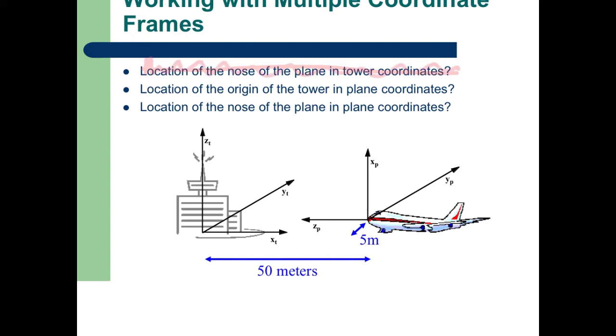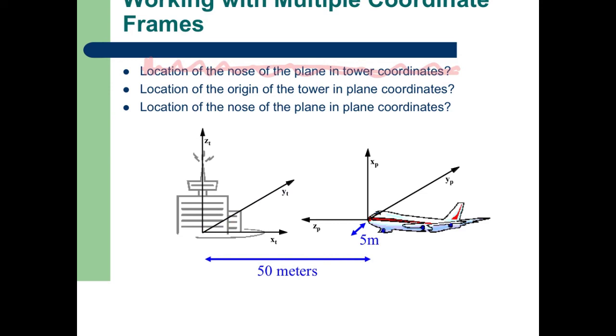The location of the nose of the plane in tower coordinates. And you can see I've drawn in here just some random numbers. So along in tower coordinates, this is along the x-axis. In plane coordinates, this is along the z-axis, but either way, it's 50 meters left-right between the nose of the plane and the origin of the tower. But in addition, it looks like the tower is 5 meters closer to us than the nose of the plane along the plane's y-axis, or actually it's also the tower's y-axis.